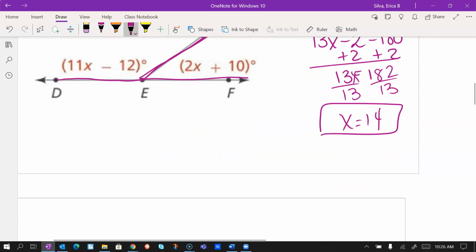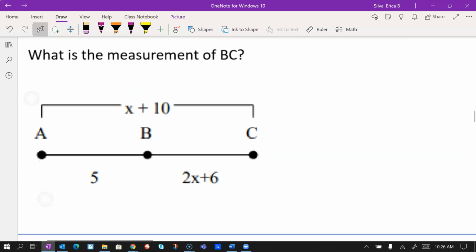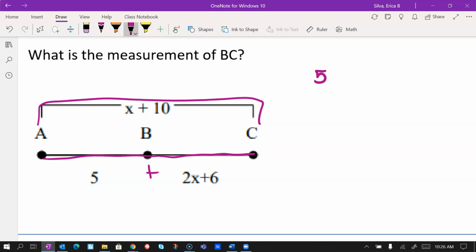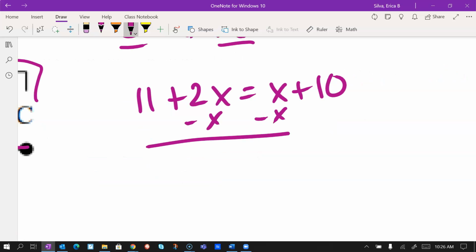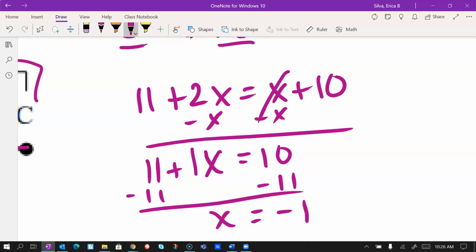Yes, great job, Emmanuel. All right, let's look at the next one. What is the measurement of BC? So we have this whole segment is equal to this segment plus this segment. So we've got 5 plus 2x plus 6 equals x plus 10. Combine like terms, 11 plus 2x, subtract x from both sides. We get 1x plus 11 is equal to 10. Subtract 11, and x is equal to negative 1.